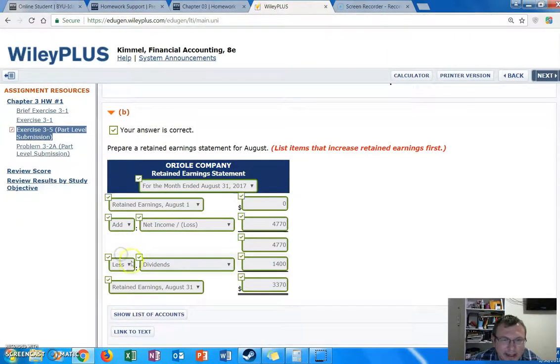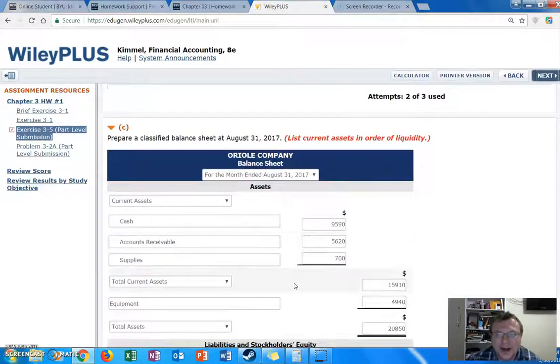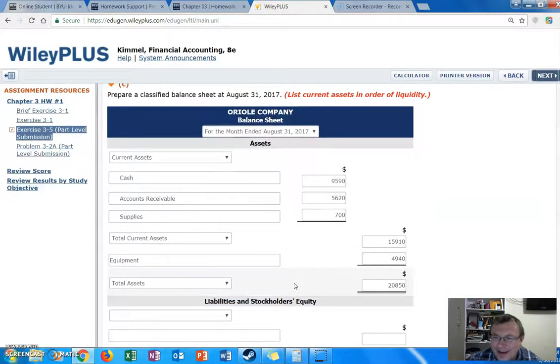It won't let me highlight it. So then you just do $4,770 minus the $1,400, and you say retained earnings for the end of the month, $3,370. And now this is where I was before I reached my max time, which is great because I probably rambled on a lot because I'm only at 4 minutes instead of 15 minutes now.